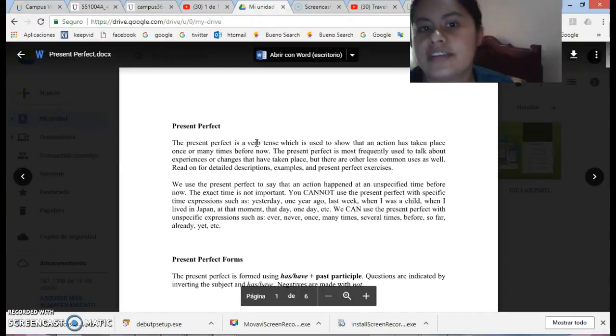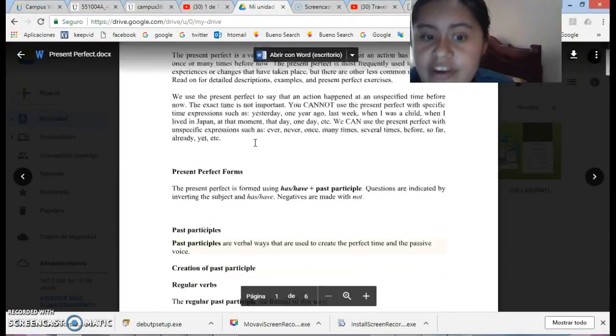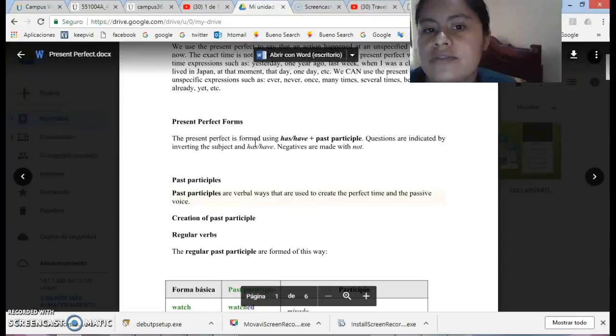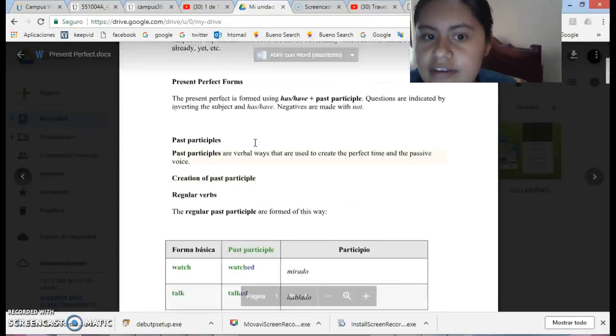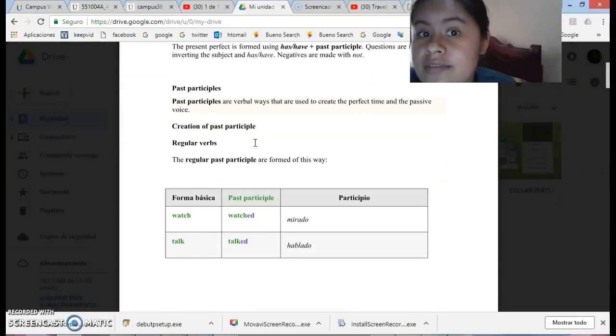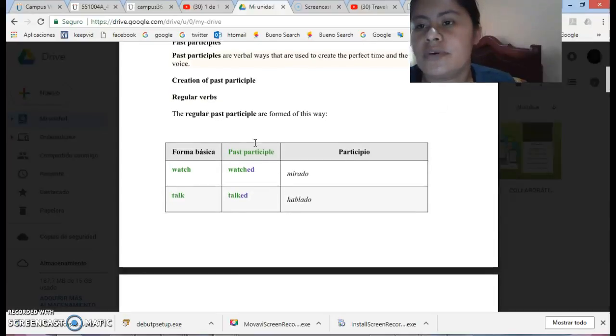With this I can present what the present perfect is and the forms to create it. The most important part is the past participles. You know that the past participle is used to create the present perfect. It's very important to give information about how to create it, because the past participle is very different in regular and irregular verbs.